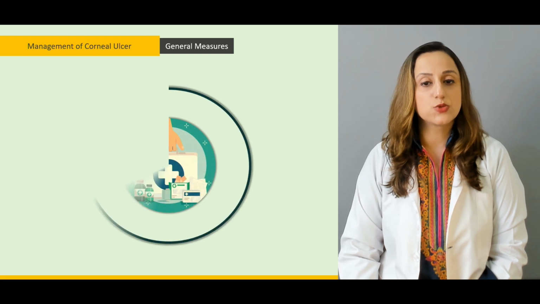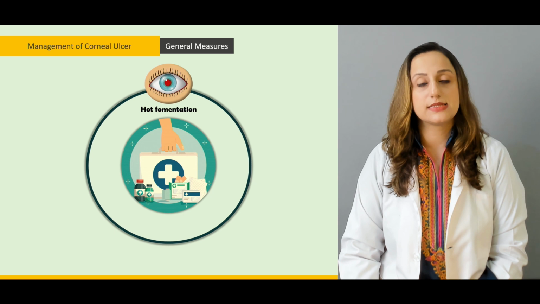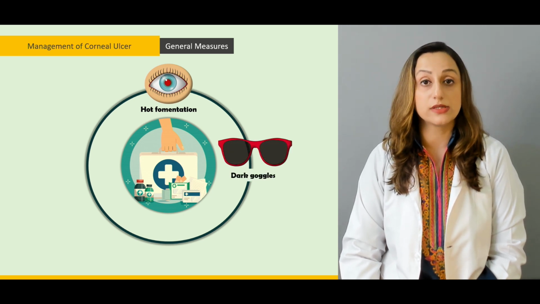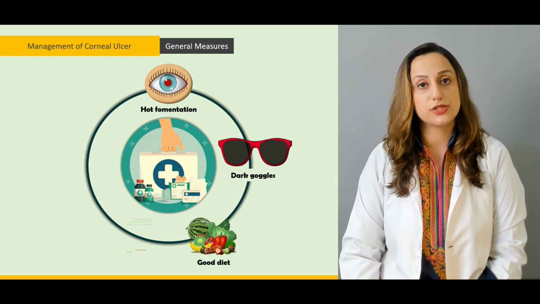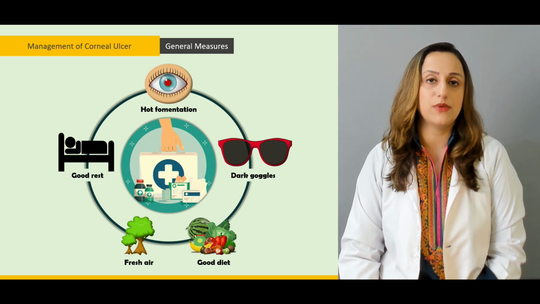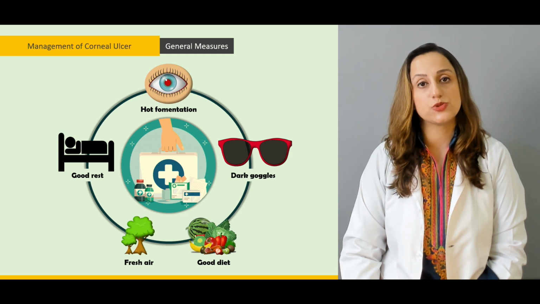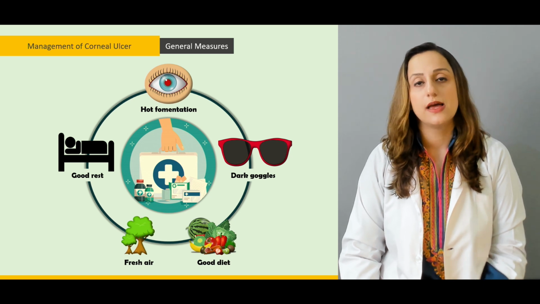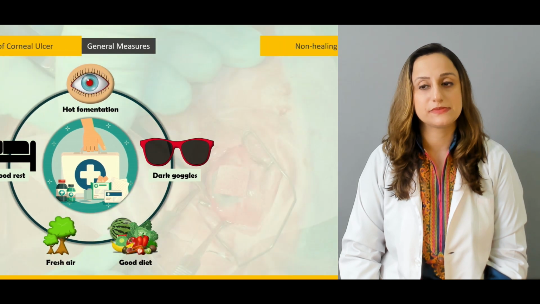The general measures would consist of, obviously, hot fomentation. This is done just to release any sorts of pressure. Dark goggles cover up the photophobia, along with a good diet to increase the immunity of the individual, fresh air, and good rest. So these are some of the precautions that can be taken for these individuals, and they present with a better outcome after you take all of these general measures coupled up along with the medical treatment.